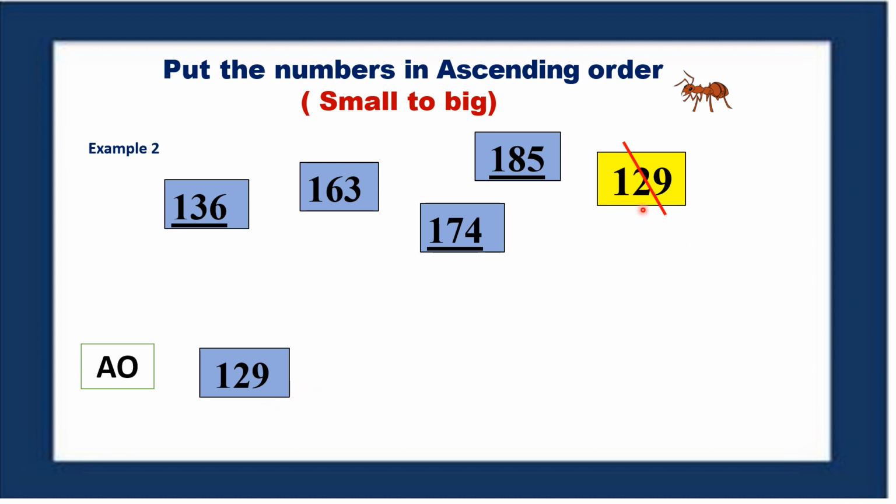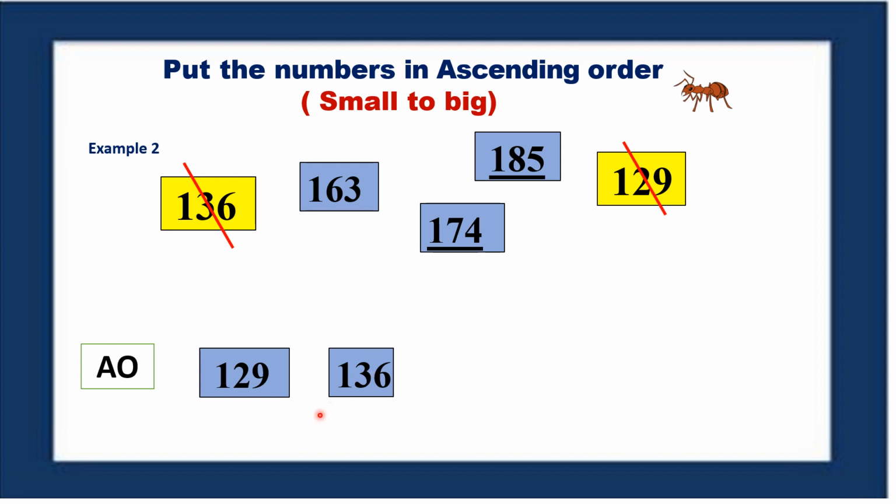Next, after 129, is it 130 or 160, 170, 180? Check like that. So it comes to be 136. So write it in the answer and strike off. If you strike off, you will not get confused. So that the remaining numbers we can check out with whatever the leftover numbers are there.